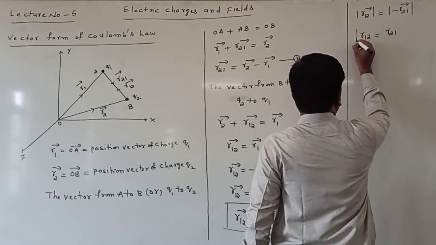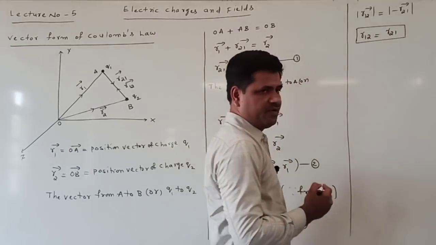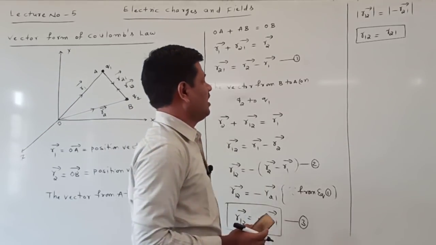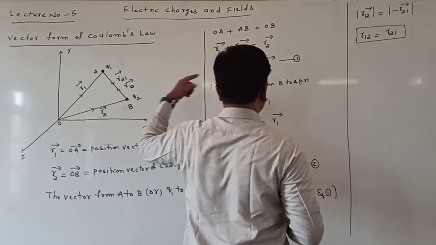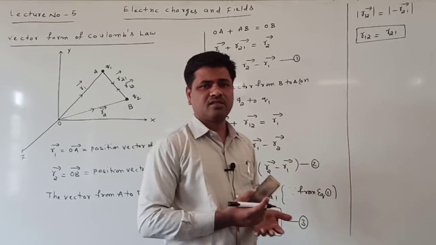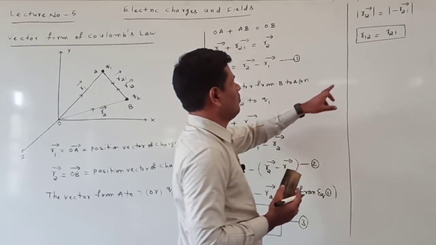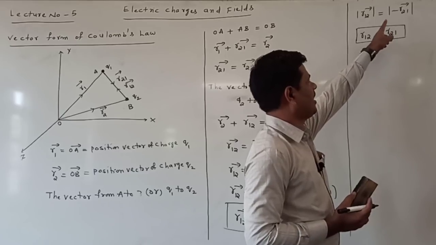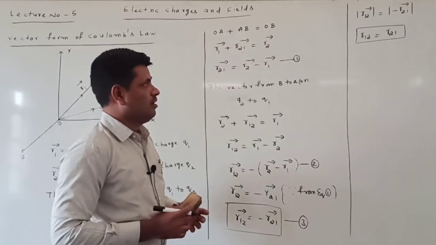This is also one important condition. Mod gives the distance between the two charges, Q1 to Q2 or Q2 to Q1. Q2 to Q1 is R12, and Q1 to Q2 is R21. Both distances are the same. So mod of R12 bar is equal to R12, and mod of R21 bar is equal to R21. The minus that is there becomes plus when taking the mod.